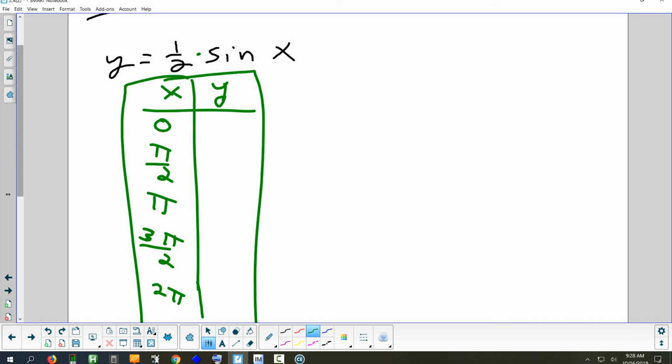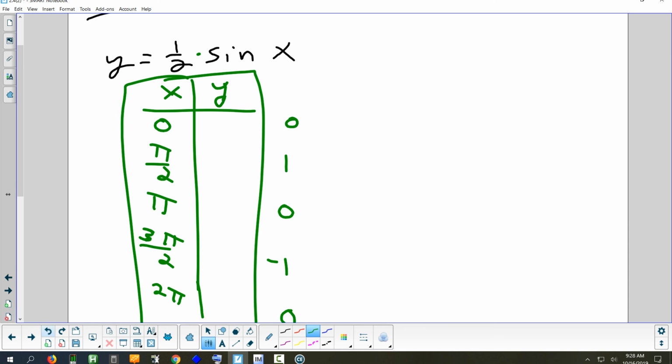Okay, so we got our x's. Matt, what are my y values for sine? The original or the one with the half? The original. 1, 0, negative 1, 0, 1. So if you did that, you'd be doing this color problem. So it would be 0, 1, 0, negative 1, 0.